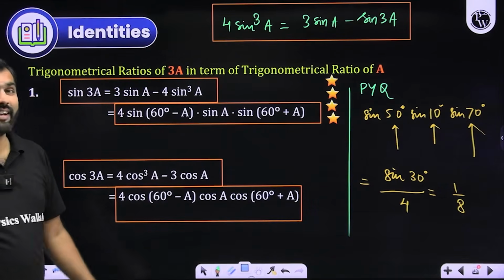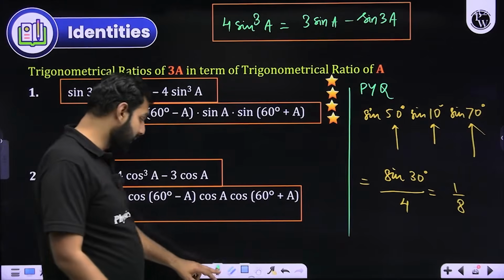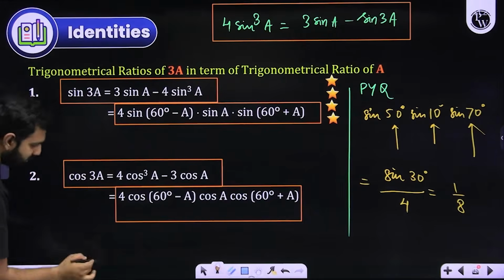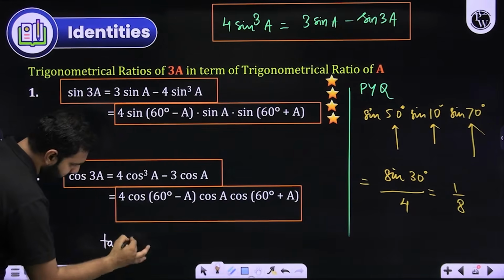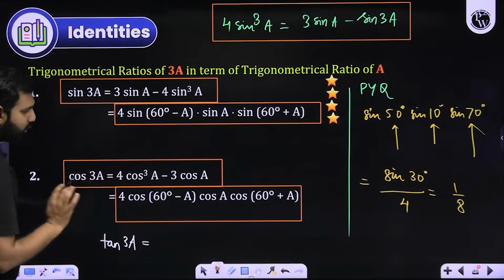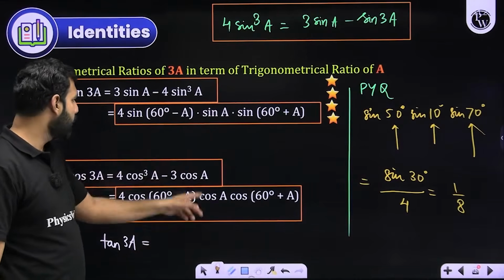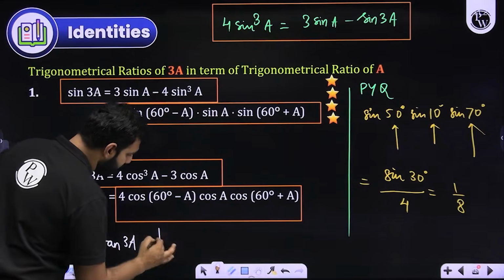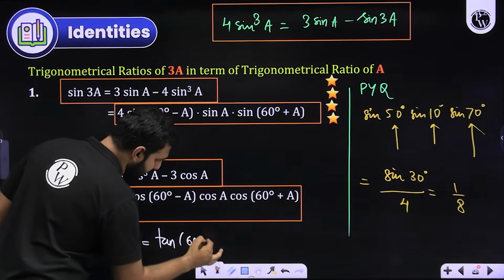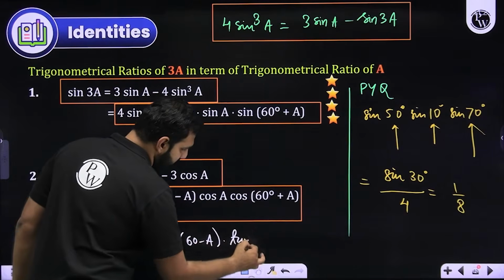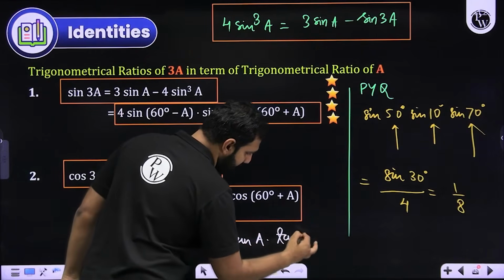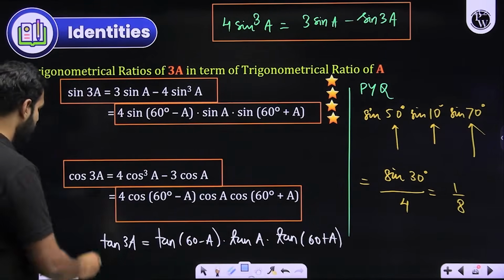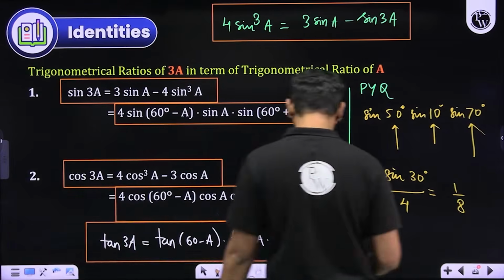Do you not think that a formula for tan 3a can also be derived from here by using these identities only? If I divide sin 3a by cos 3a, I'll have tan 3a. And here, this 4 and this 4 are cancelled. So, sin a upon cos a, sin 60 minus a upon cos 60 minus a, sin 60 plus a upon cos 60 plus a, which will give me tan 60 minus a into tan a into tan 60 plus a. Will you remember this identity as well? So, another identity can be formed based on this.